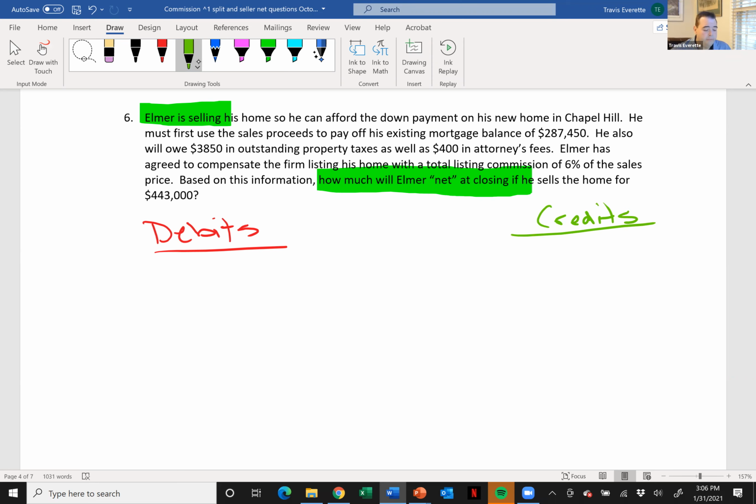Starting over again. Elmer's selling his home so he can afford the down payment on his new home in Chapel Hill. He must first use the sales proceeds to pay off his existing mortgage balance of $287,450. So this $287,450, that's a number I have to deal with. He has to pay off. That sounds like a debit to me. It sounds like a bill.